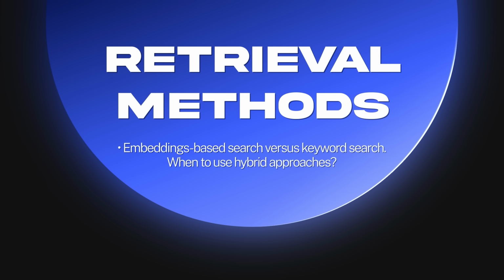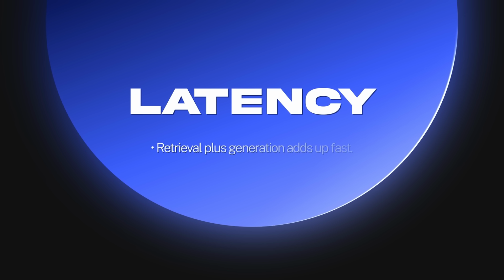You need to understand the difference between embedding-based search and keyword-based search, and when to use hybrid approaches. Embeddings are great for semantic similarity, but keyword search still matters for exact terms, IDs, and names. Then the third thing is latency, which is retrieval plus generation adds up fast. So if retrieval takes 2 seconds and generation takes 3 seconds, your user is essentially waiting for 5 seconds. That is bad user experience.